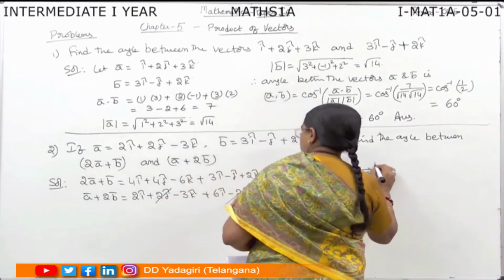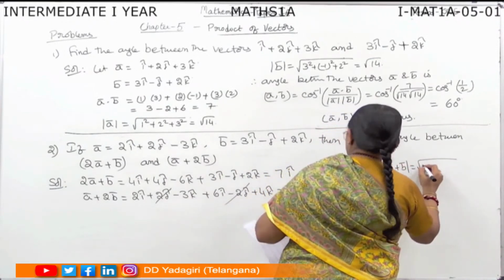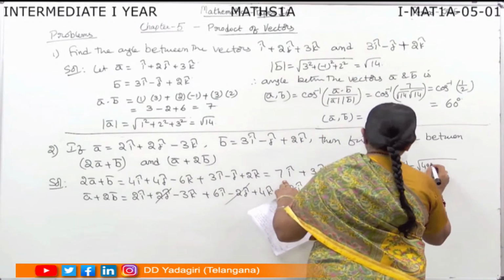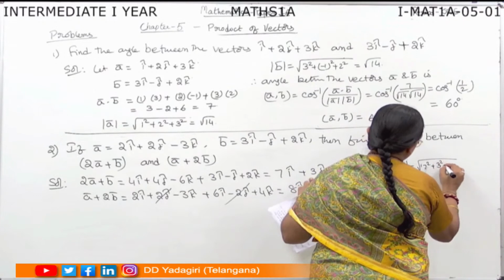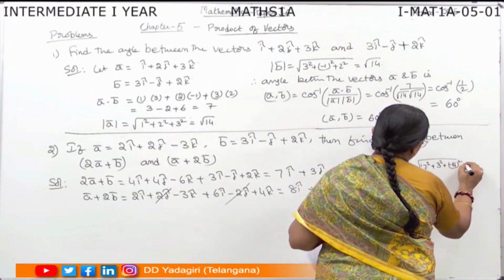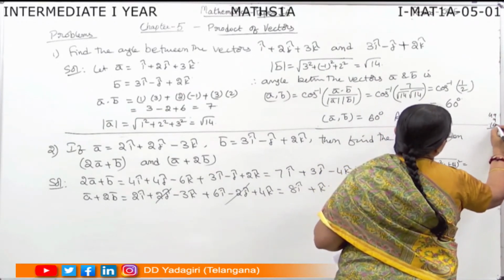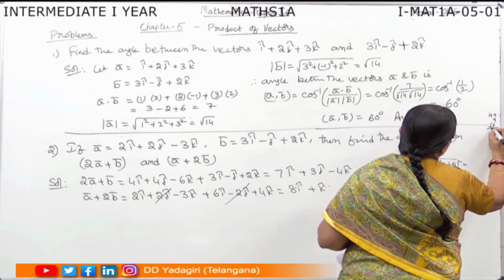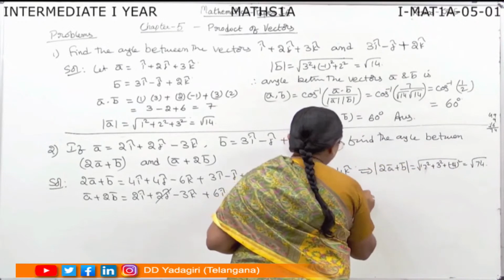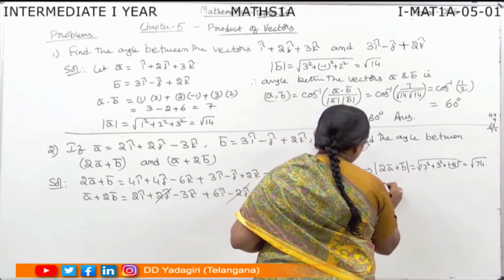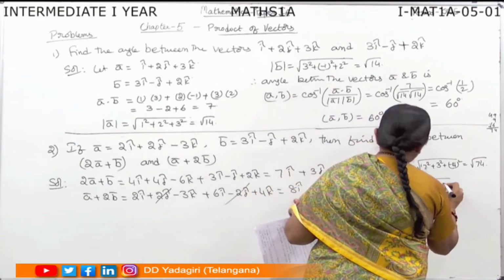Now find the modulus of 2A plus B. That is root of 7 square, that means 49, plus 3 square plus minus 4 whole square. So that is 49 plus 9 plus 16, 74. Root 74. Now find the modulus of A plus 2B also. So that is root of 8 square plus 1 square.